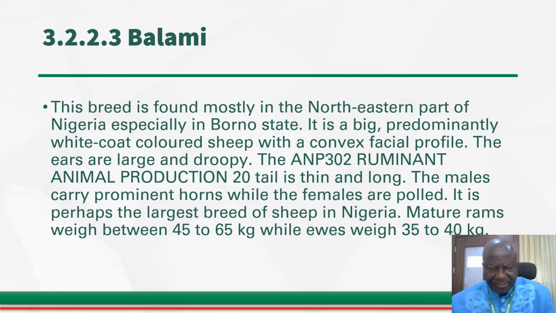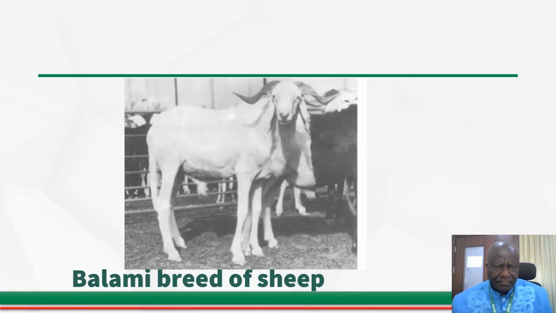It is a big, predominantly white colored sheep with a convex facial profile. The ears are large and droopy. The tail is thin and long. The males carry prominent horns while the females are polled. It is perhaps the largest breed of sheep in Nigeria. Mature rams weigh between 45 to 65 kg, while ewes weigh 35 to 40 kg.